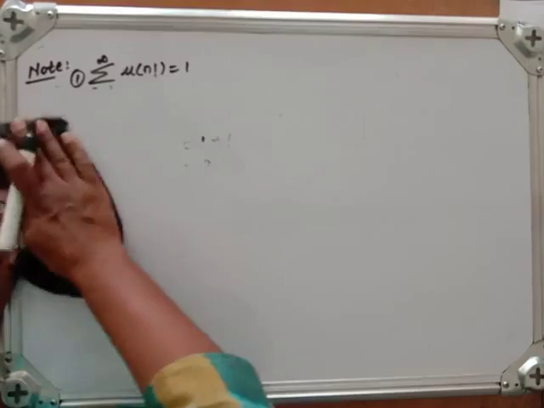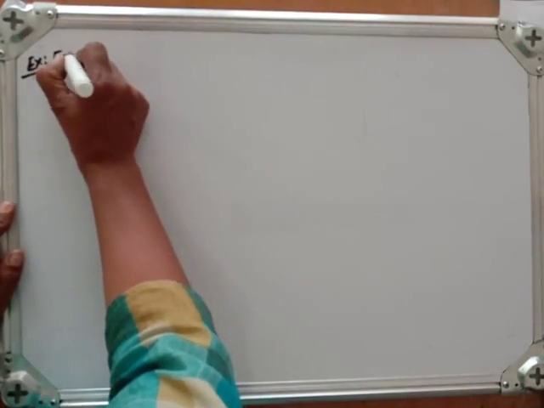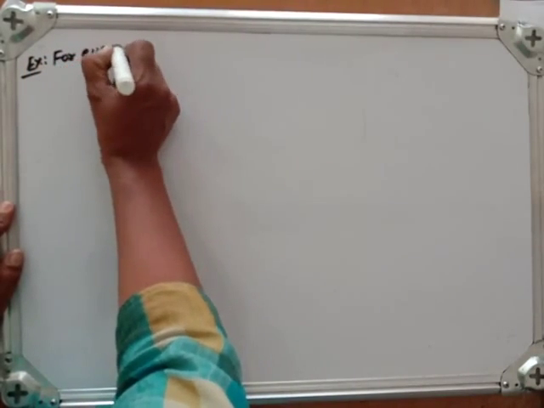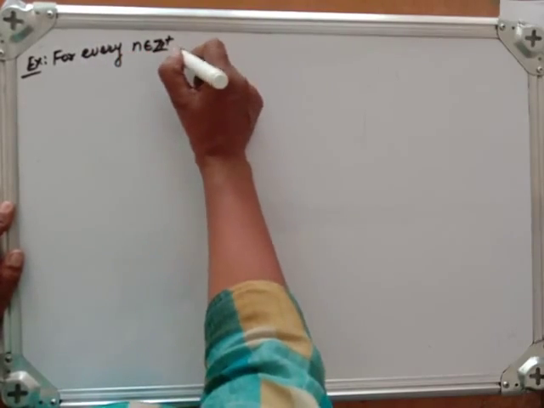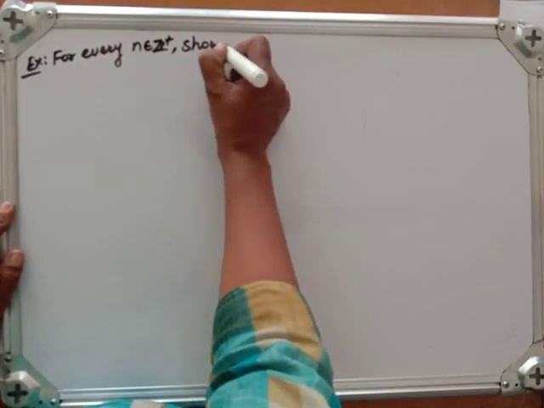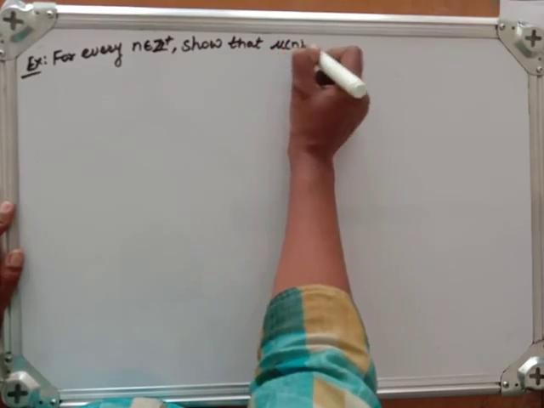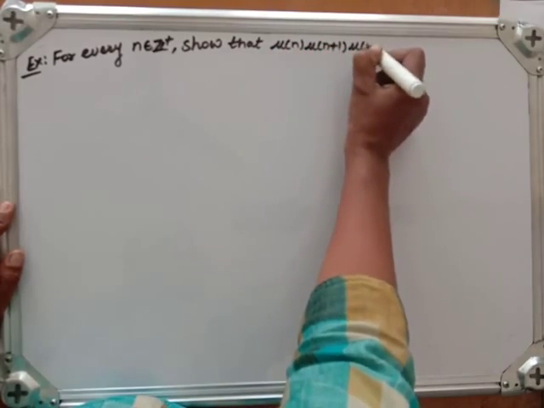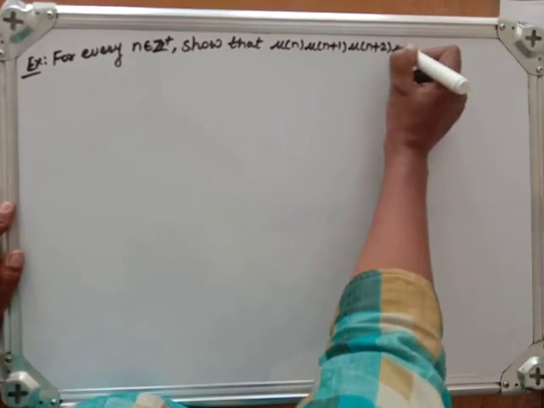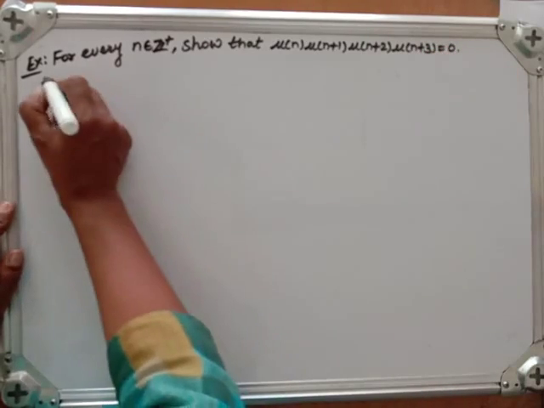Now, one more example we have to take. This note you should remember. Now, example. For every n belonging to the set of positive integers, show that mu of n, mu of n plus 1, mu of n plus 2, mu of n plus 3 is 0. Solution.